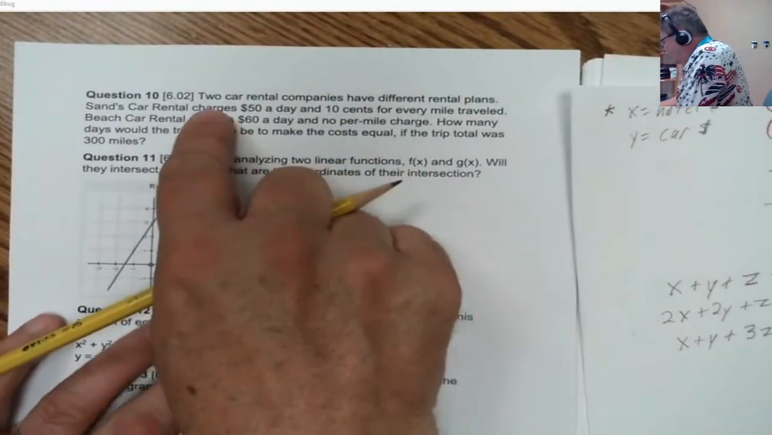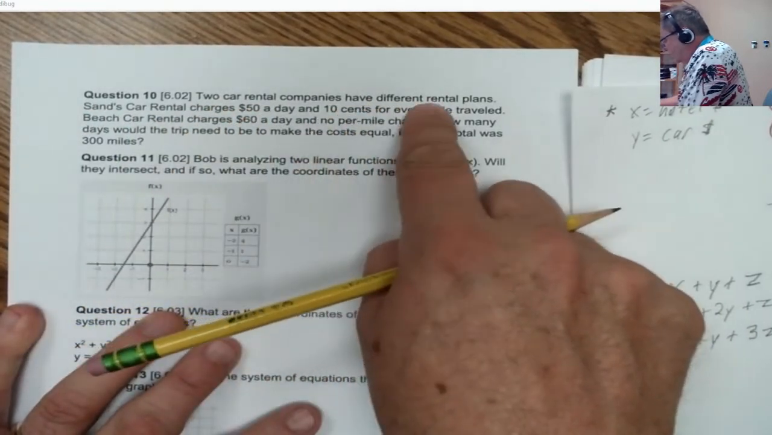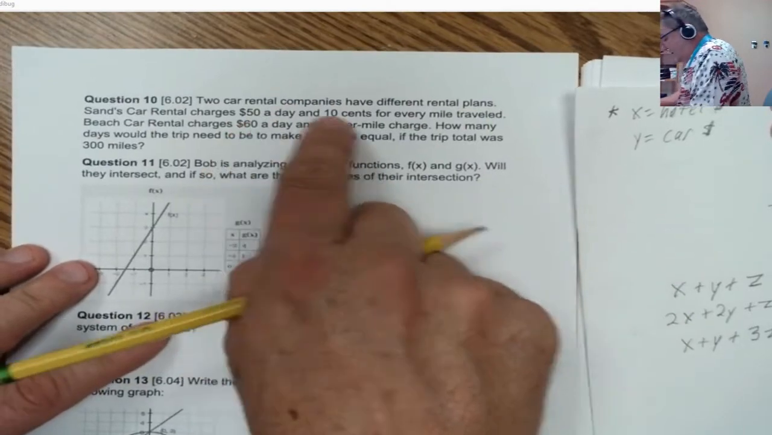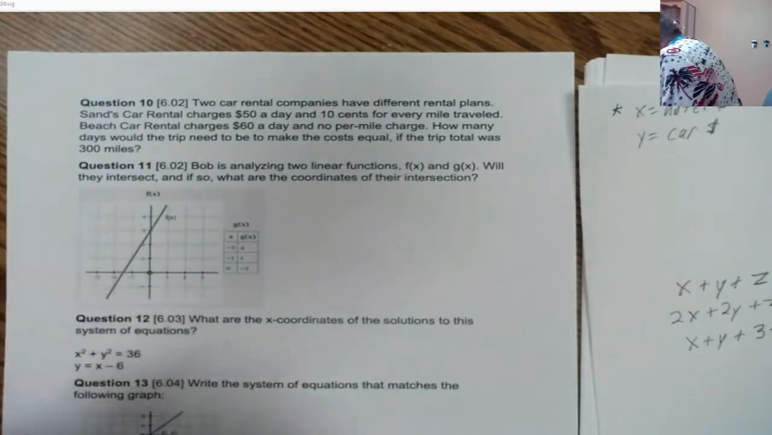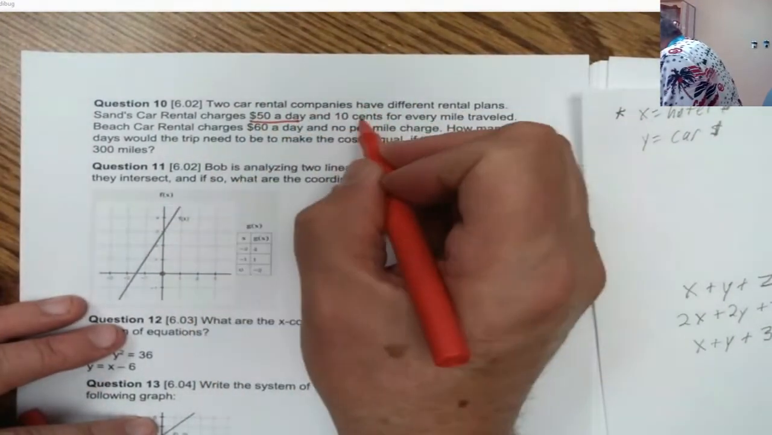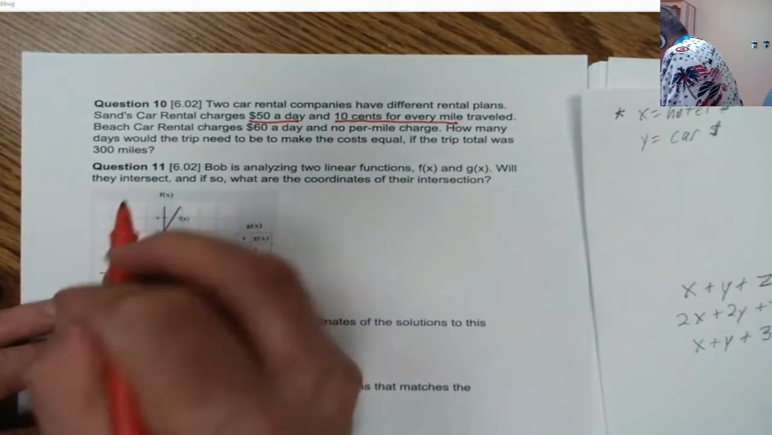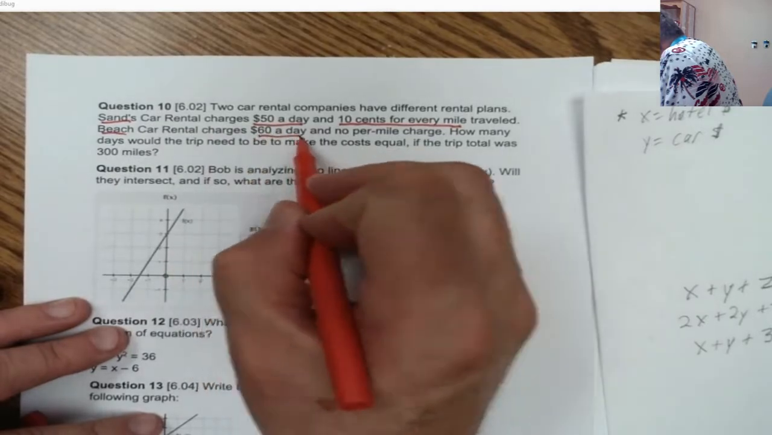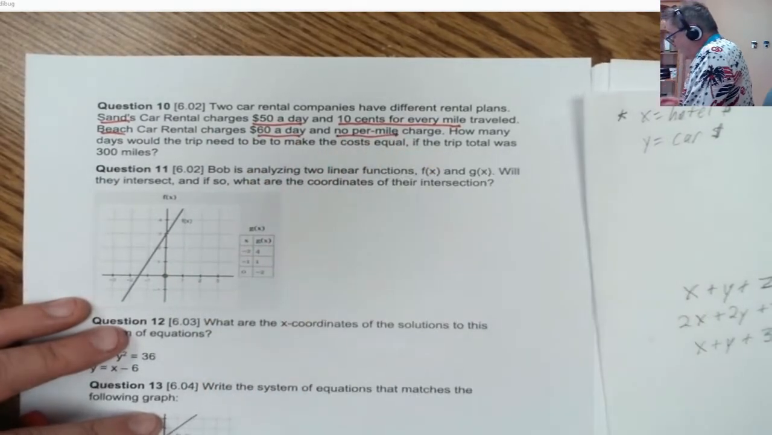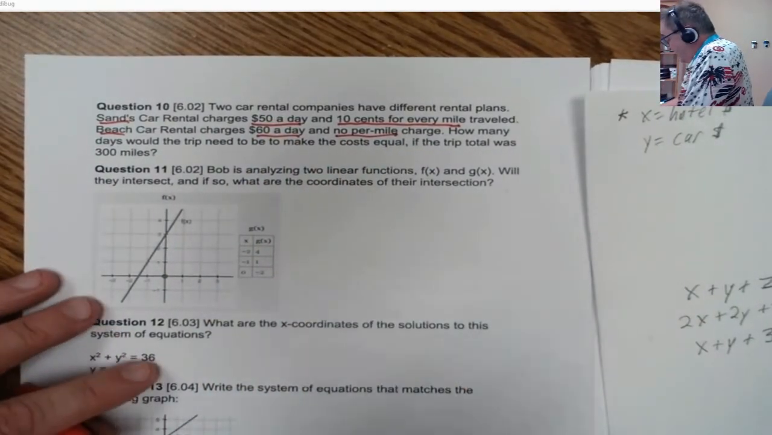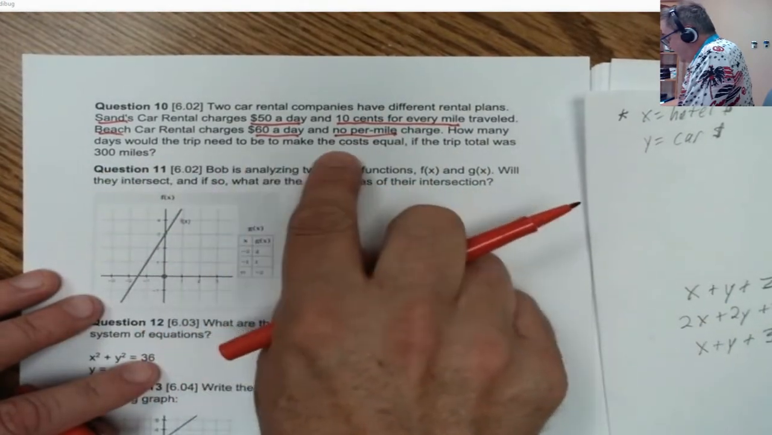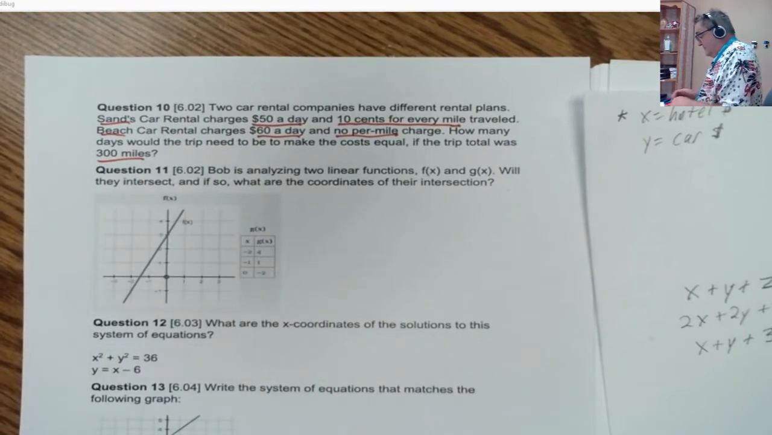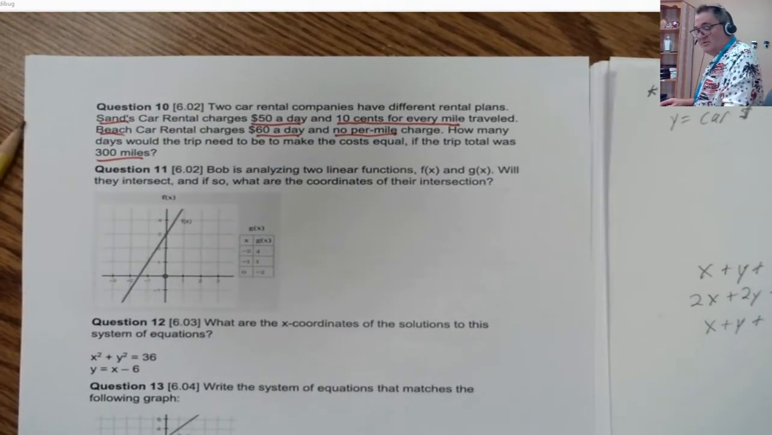Okay, number 10. 2 car rental companies have different rental plans. Sands Car Rental charges $50 a day and 10 cents a mile. All right, so let's get these going. $50 a day, 10 cents a mile, that's for Sands. And then Beach charges $60 a day and no per mile charge. So how many days would the trip need to be to make the cost equal if the total was 300 miles? The trip total was 300 miles.